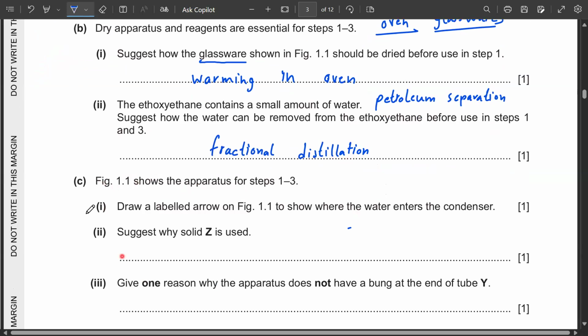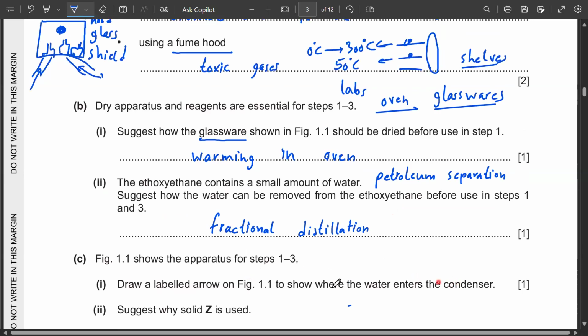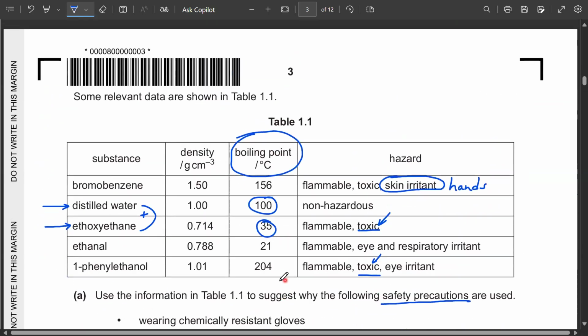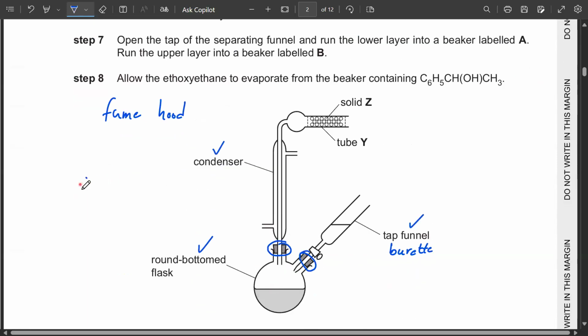Now, part C says, figure 1.1 shows the apparatus for step 1 to 3. Draw a labeled arrow on figure 1.1 to show where the water enters the condenser. Okay, now you have to indicate where the water enters the condenser. So you must remember the diagrams. Basically, all the questions related to diagrams are associated with the O level knowledge. If you have the O level knowledge of the experimental apparatus and experimental design, then you can easily give the correct answer.